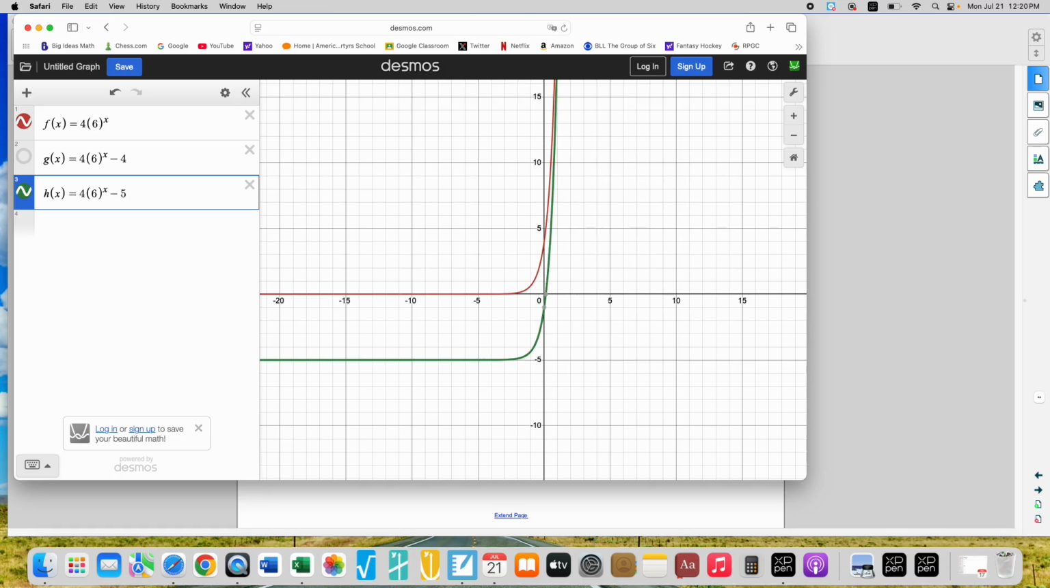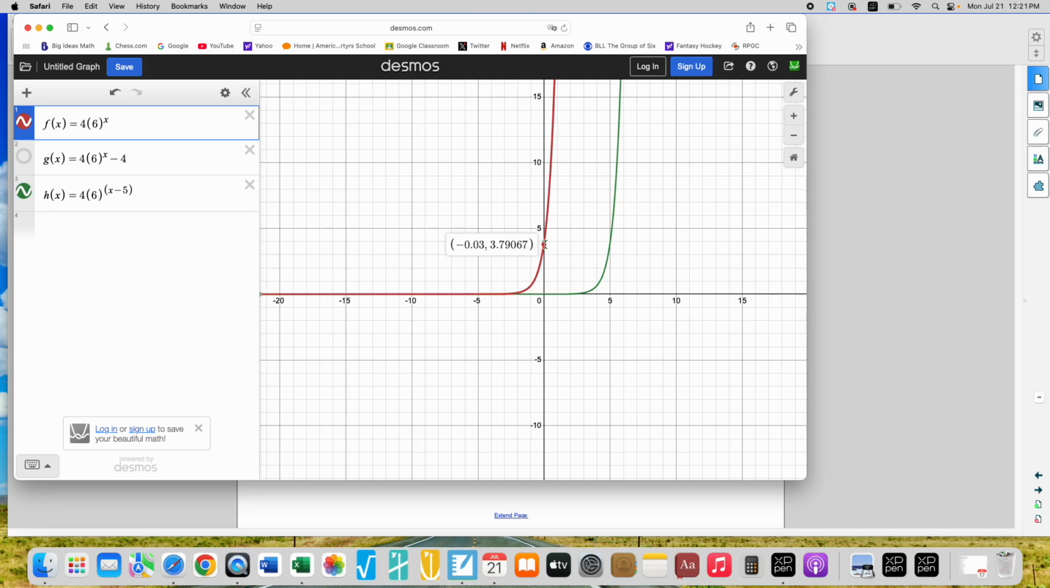Minus 5. Oh, no, stop. Why doesn't it? X minus 5. Whoa. Maybe I have to do parentheses. There you go. Well, that's interesting. Okay, so notice now what it does is it's shifting it. Notice how much it's shifting it.